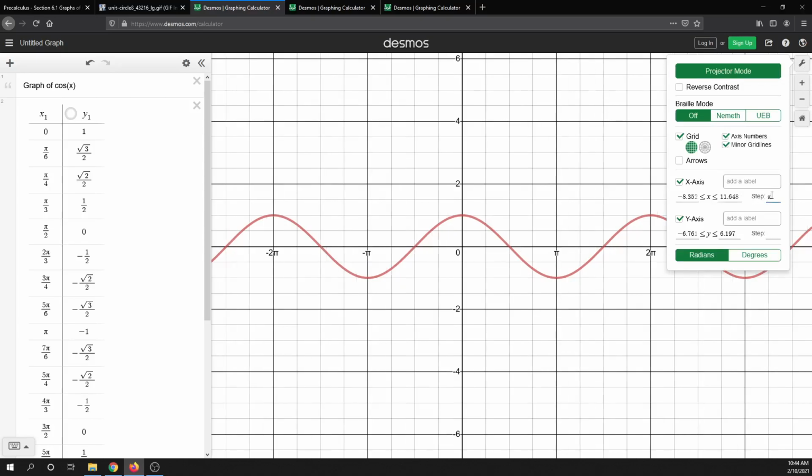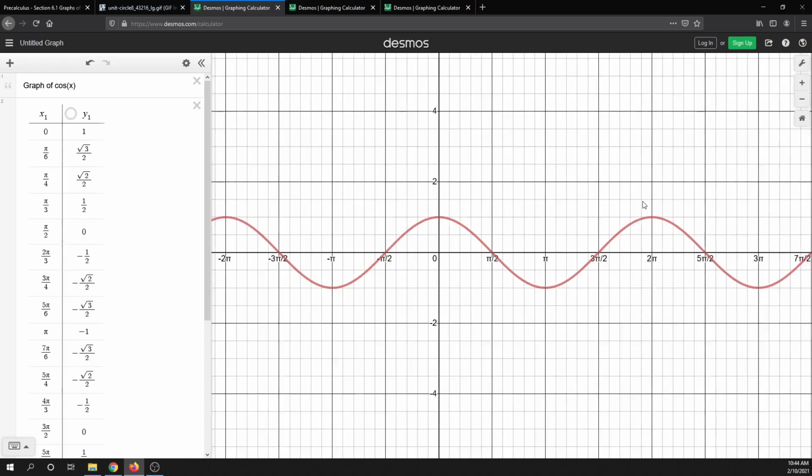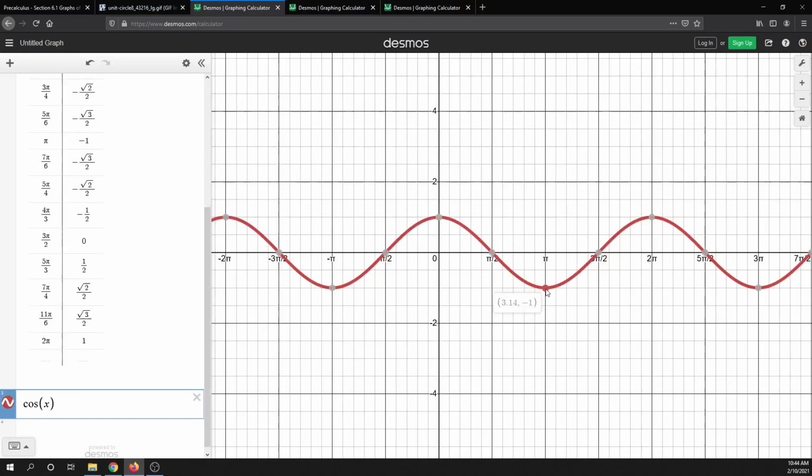Let me put pi for the step. All right, and so you can see it starts up here at 1, and then it goes down, crosses the x-axis at pi over 2, goes down to this minimum value here at pi, where the minimum value is -1, then it goes up to 3 pi over 2 and crosses the x-axis again. It goes up to 2 pi, and then it's starting to go down again, just like it did here.